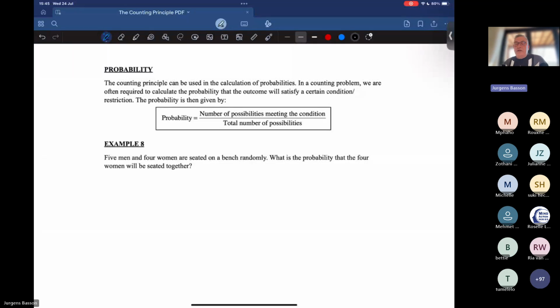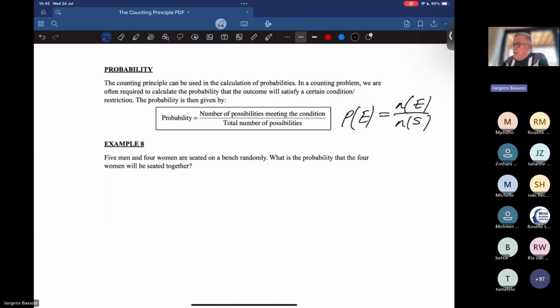Now, I give the formula for probability again. You most probably still remember from grade 11, we've got P of the event is the n of the event over the n of S. Now, this works pretty much the same. I just phrase it slightly differently because this is now related to counting principle.